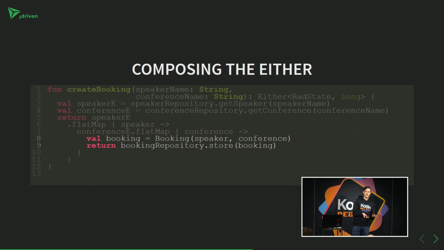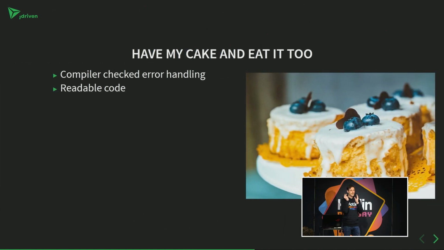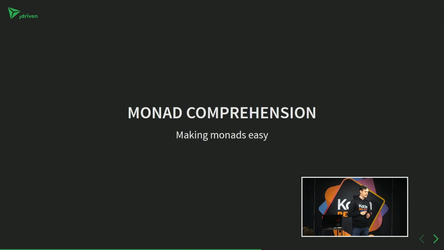So there's a bit of a dilemma. On one side, I want all the compiler safety that Eithers give me, and on the other side, I want to have readable, preferably imperative code. So I want to have my cake and eat it too. Luckily, Arrow can help us with this. And this is my favorite feature in Arrow, the monad comprehension.